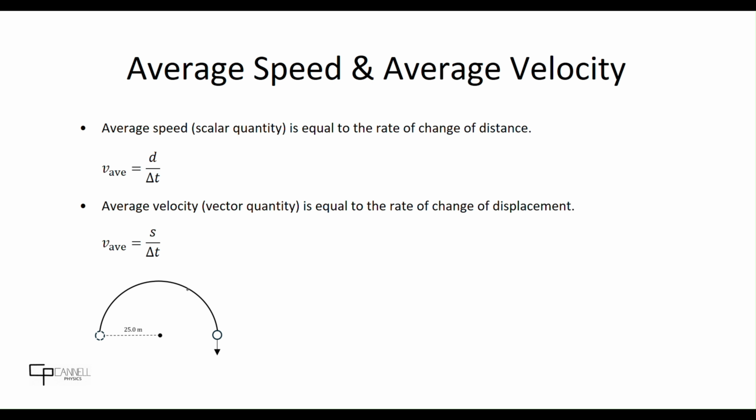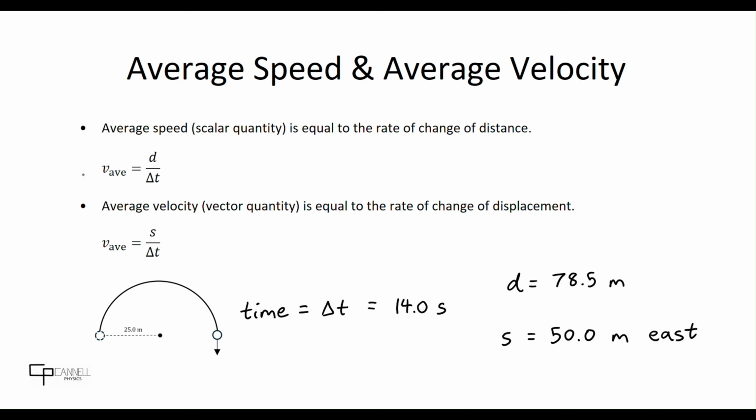Let's assume that this semicircular journey took 14 seconds to complete. And I'll just write the distance and displacement we solved from earlier. Now you may have noticed we used the same symbol for average speed and average velocity. But don't worry, all that really matters is that you understand that average speed is the rate of change of distance, whereas average velocity is the rate of change of displacement, and you won't get the two mixed up. So using our answers from before, let's solve for the average speed and velocity for this runner. So the average speed is 5.61 meters per second.